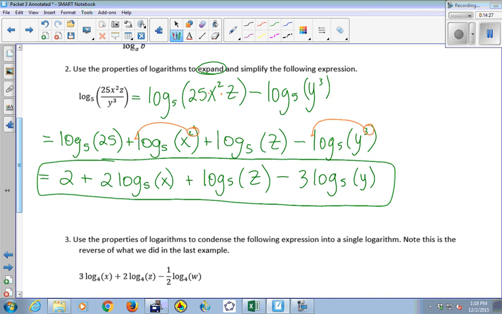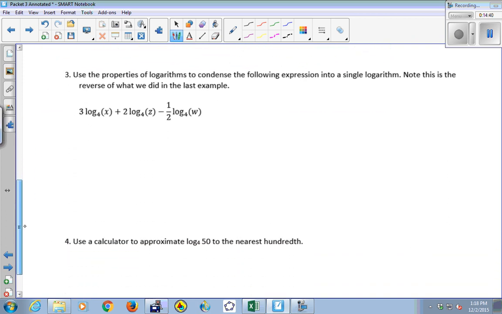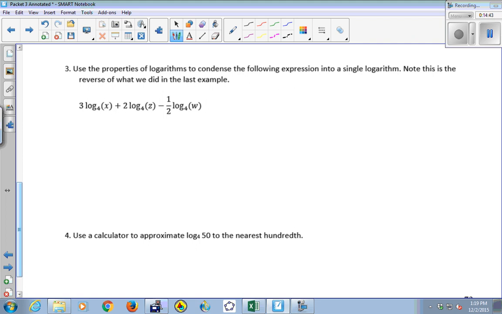We can do the reverse, right? I could start with something all expanded out, written as several logarithms, and I want to condense it, pull it all back together into a single logarithm. So let's do an example like that. All right, I've got this expanded logarithm. I have 3 different logarithms show up in this expression. I want to condense them all into a single logarithm.